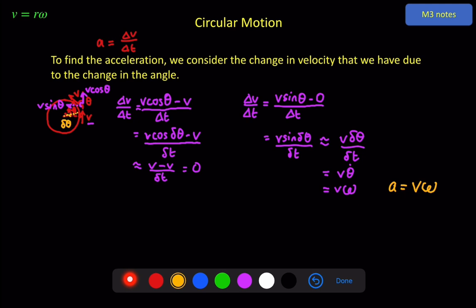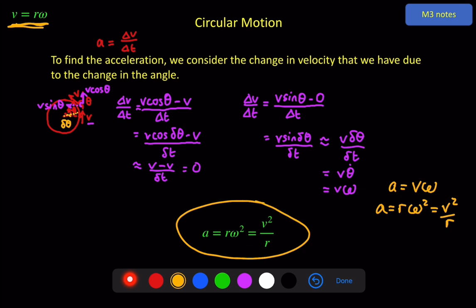Now that's actually not all that useful, because generally speaking, either you'll be working with v or with omega, not with both. But we've got this formula up here again, so we can substitute out. So if we want it in terms of omega, we can substitute v as r omega, so that becomes r omega squared. Or if we want it in terms of v, we can substitute out omega and get v squared over r. So these are our two formulas for the acceleration, either r omega squared or v squared over r, depending on whether you're working with omega or v. This is the second very important formula for this video.